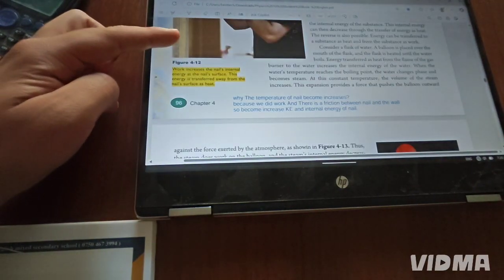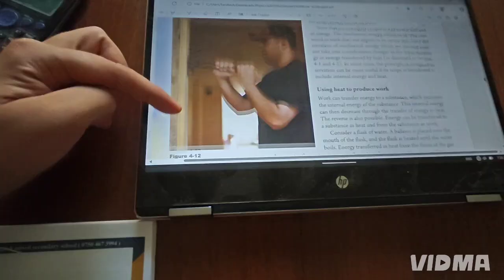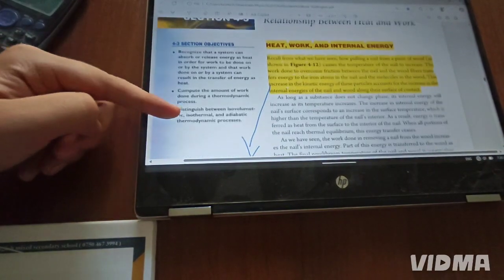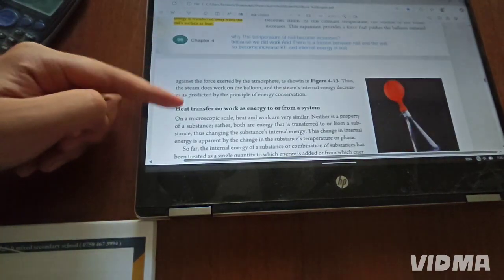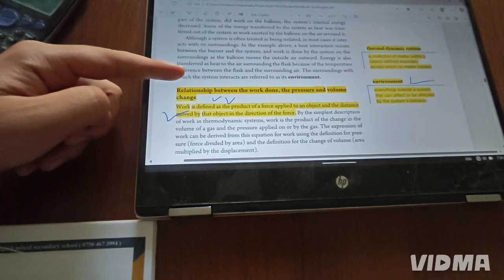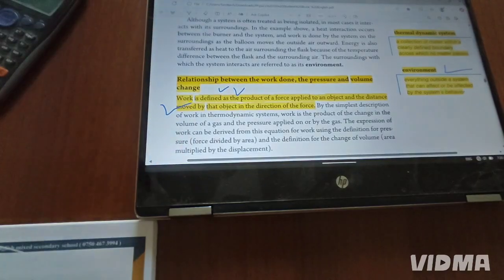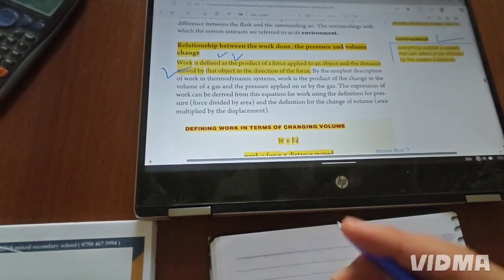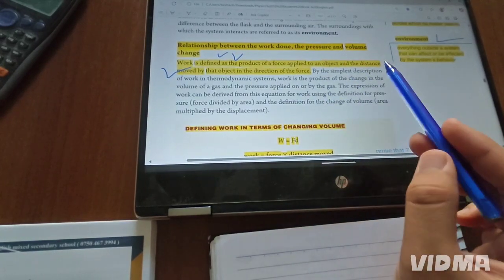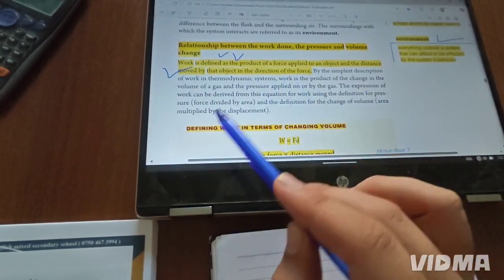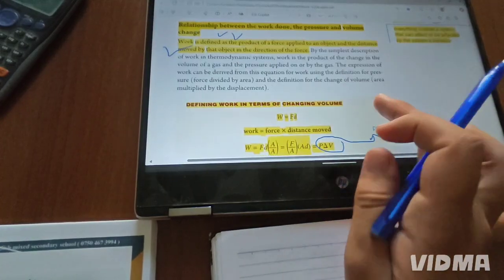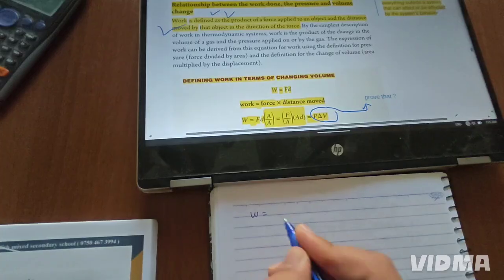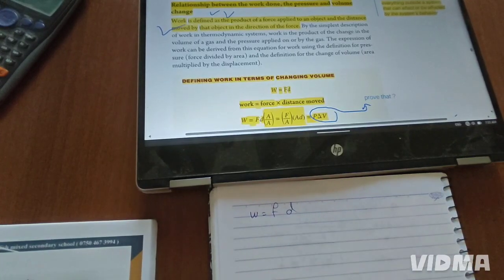First of all, work. To start explaining what work is, we have this important definition. Work is defined as the product of force applied to an object and the distance moved by that object in the direction of the force. This is the important rule of work. Work is equal to force times D. This is the formula of work.